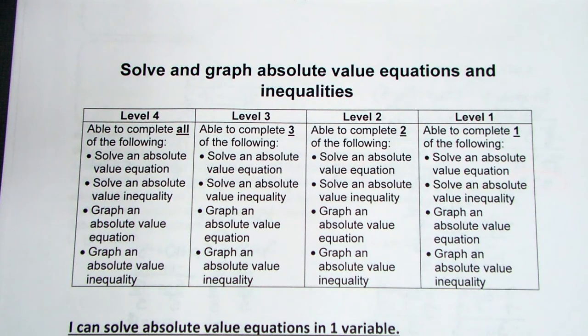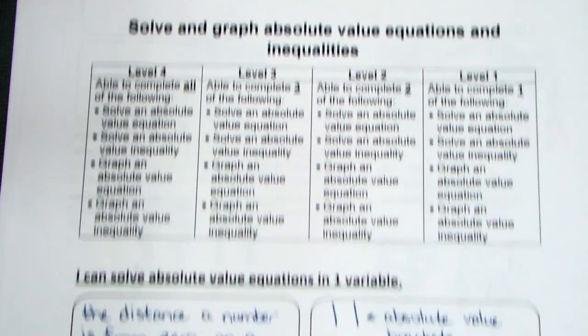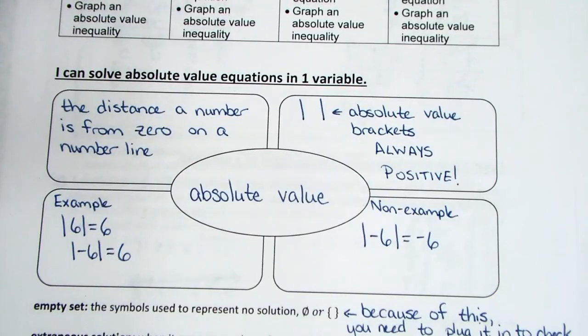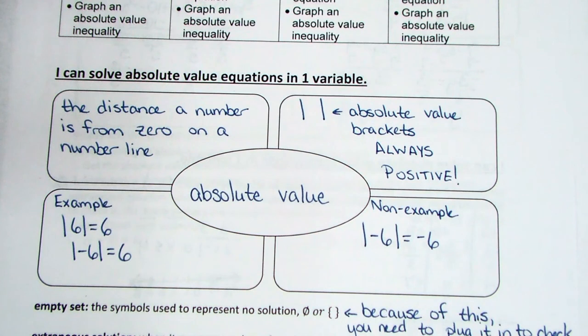Let's first break down what an absolute value is. It may be in your best interest to go ahead and pause the video right here, copy this down because I'm going to continue to talk about this. Absolute value is most simply put the distance a number is from 0 on a number line.